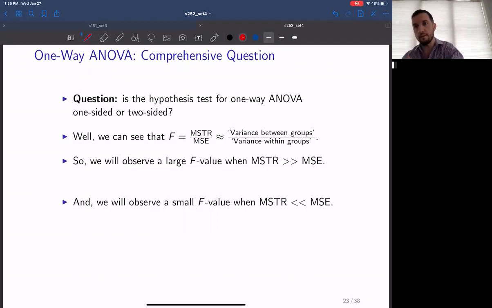So when it skews to positive, in the tail that's skewing, that's where we perform our test. Okay, so the F value itself is a ratio of these two variances. So we are going to observe a large F value when the between mean variance is much larger than the within group variance. So when MSTR is much bigger than MSE, right?